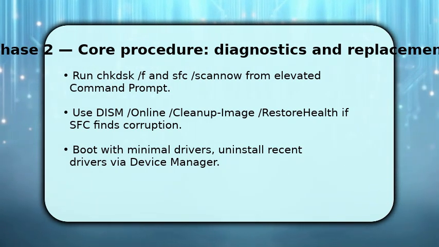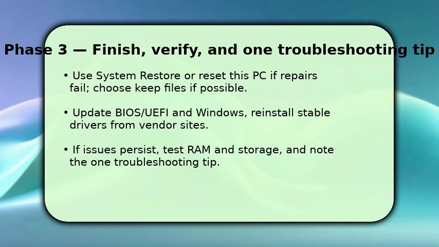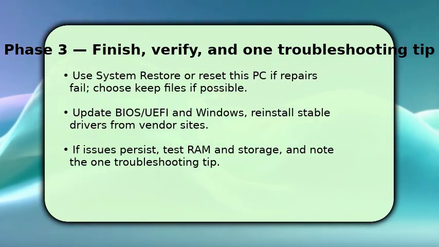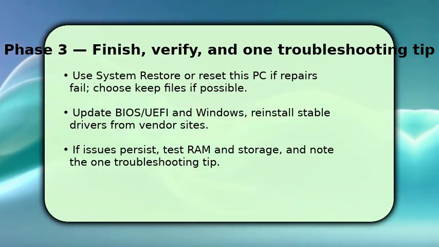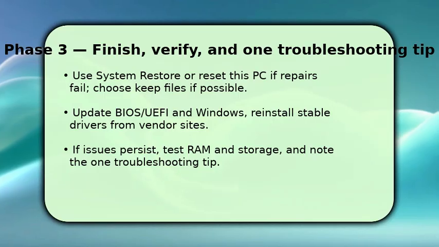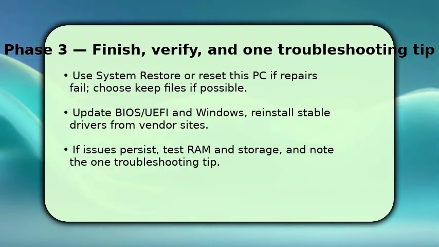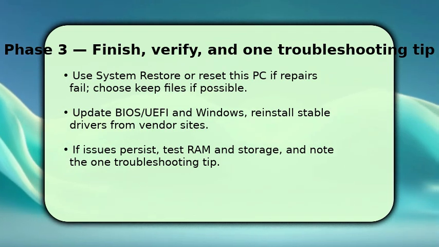If repairs don't resolve the blue screen, you move to restoration. Use System Restore to roll back to a known good point, or choose Reset this PC and keep your files to preserve data. Make sure to update BIOS or UEFI firmware and apply Windows updates. Then reinstall drivers directly from the hardware vendor rather than Windows Update. Finally, run memory and SSD/HDD diagnostics to rule out hardware. Troubleshooting tip: if crashes continue, swap the RAM module.